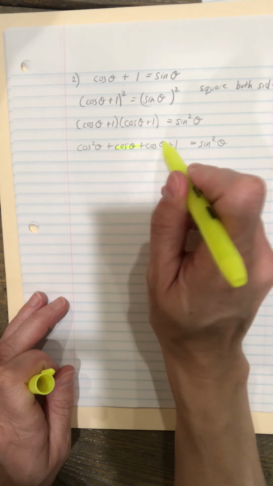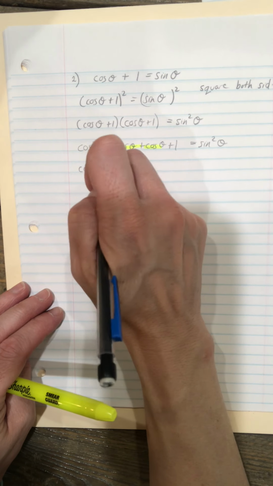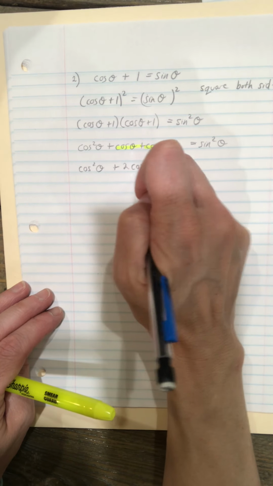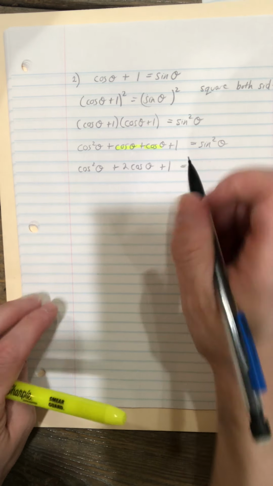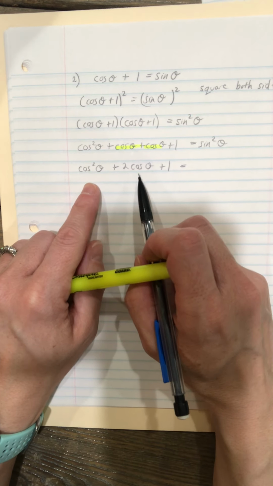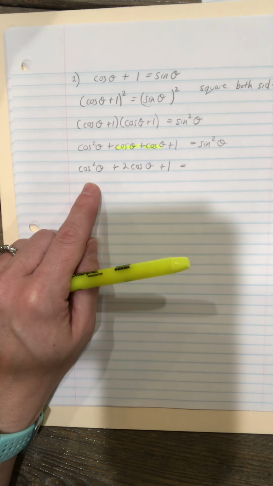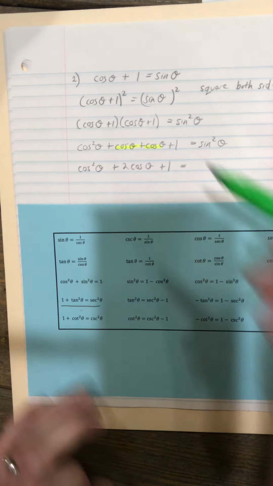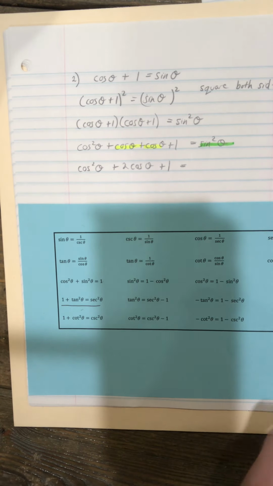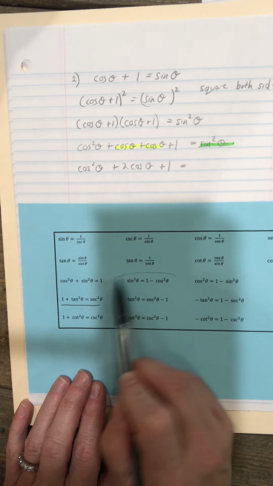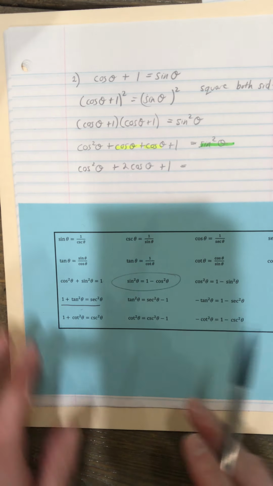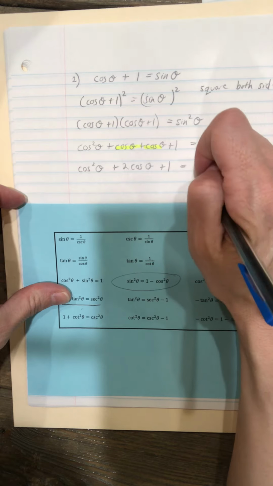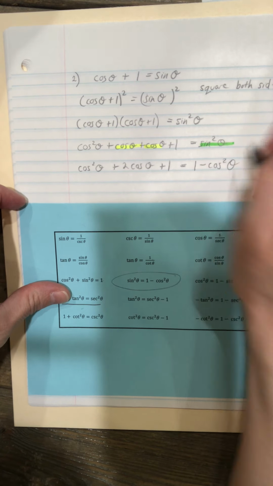Now, the whole left is in terms of cosine, and I have 2 common cosine terms. That's going to simplify to cosine squared theta plus 2 cosine theta plus 1. Now, since I have cosine terms here, the easiest thing to do would be to substitute something in for sine squared. I'm going to identify that sine squared is equivalent to 1 minus cosine squared. So that is going to go in there, 1 minus cosine squared theta.